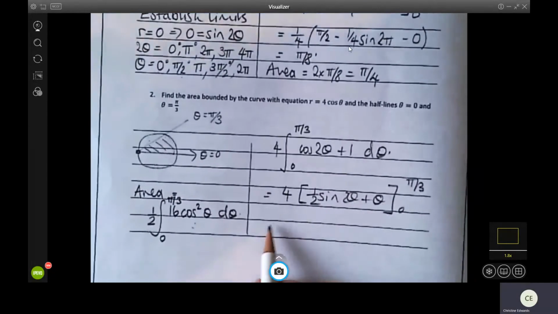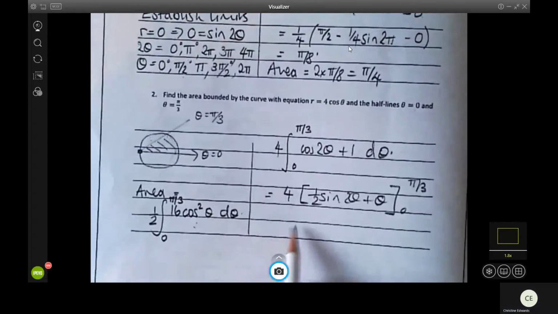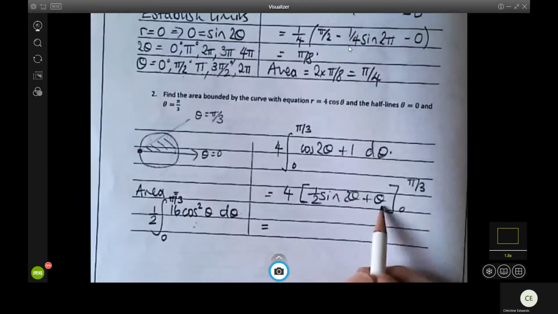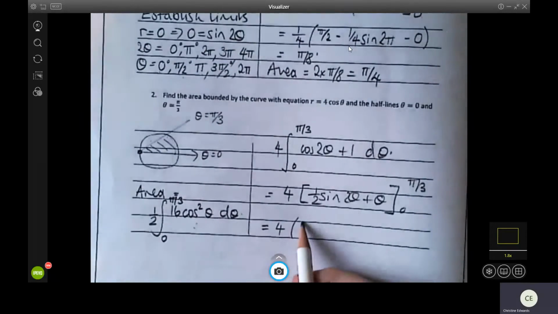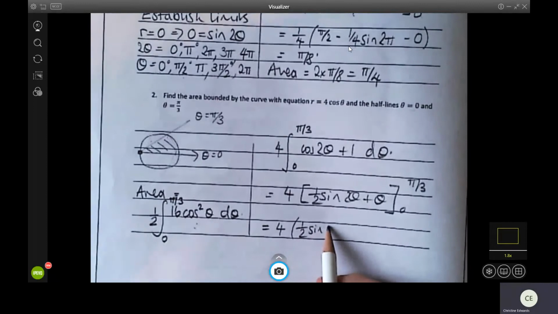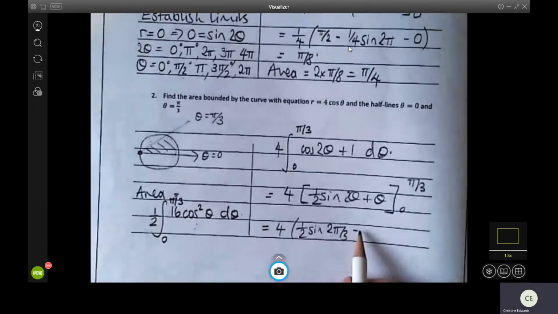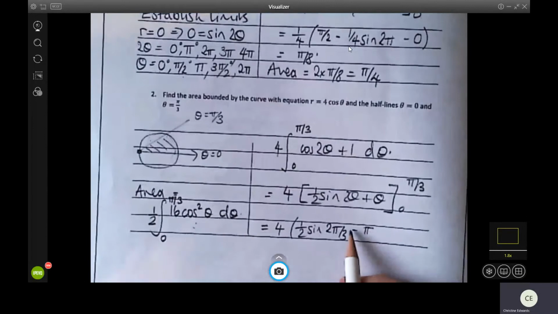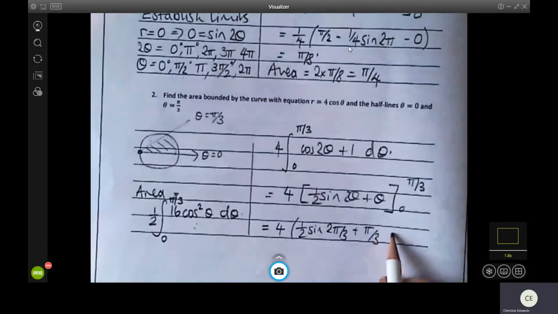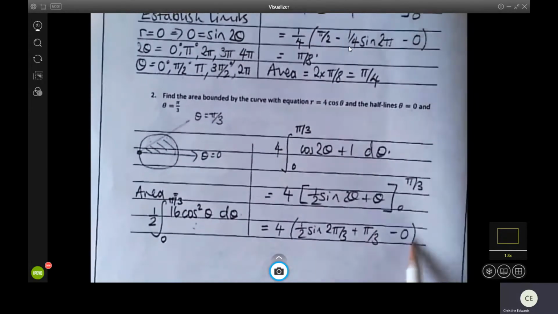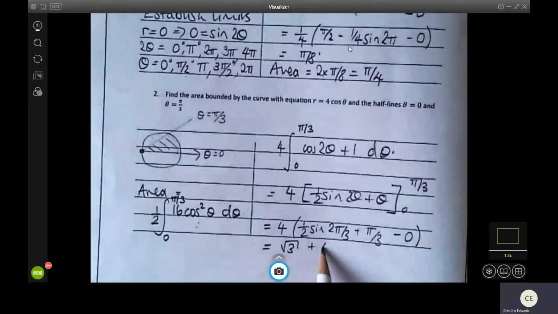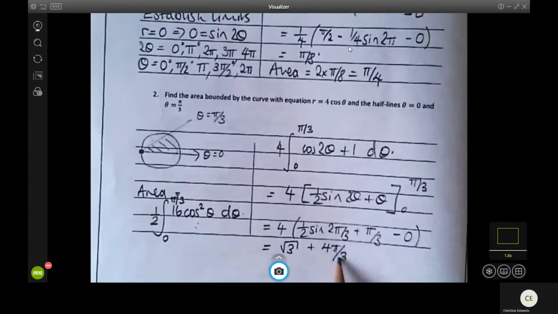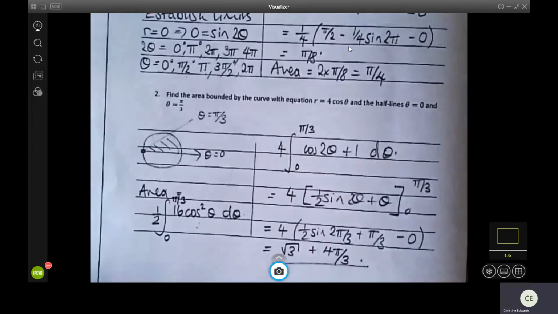You can, of course, put this on your calculator. But to evaluate, we'll get 4 times a half sine 2 pi over 3 plus pi over 3 minus the 0 subbed in, which again gives us 0. And that gives me a simplified answer of root 3 plus 4 pi over 3. And you will always leave in exact form.